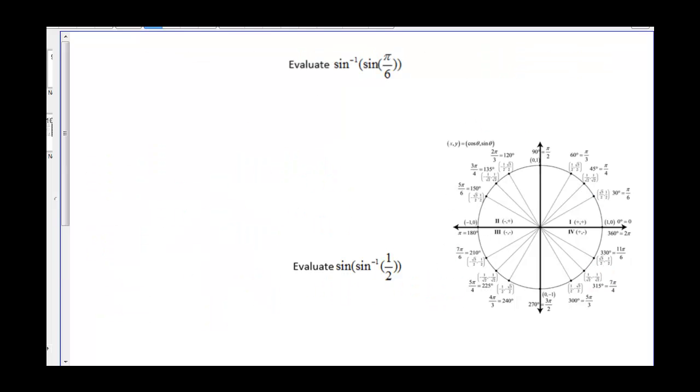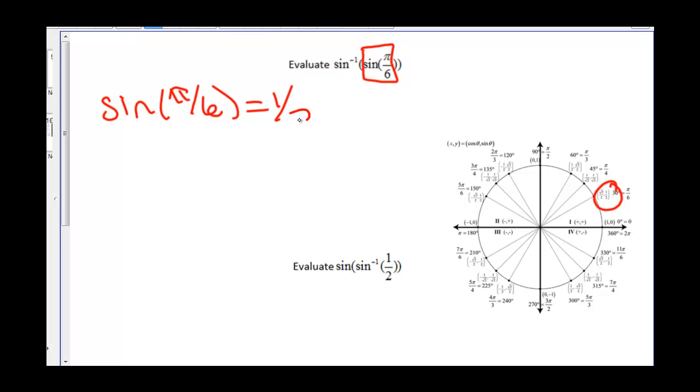Let's try evaluating some expressions with the inverse sine function. First we have the inverse sine of the sine of pi over 6. Our strategy here is to evaluate the inside first. So we need to know sine of pi over 6, and that is 1/2. So this tells me that I have the inverse sine of 1/2. And where does the inverse sine equal a half? Well, it's at pi over 6.